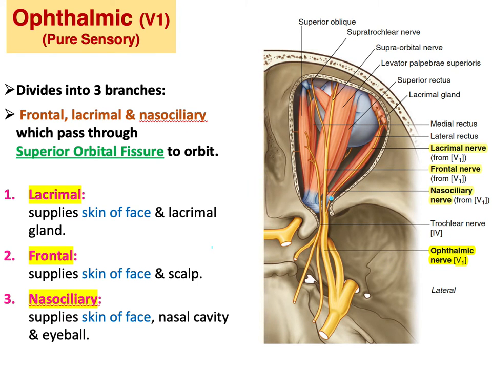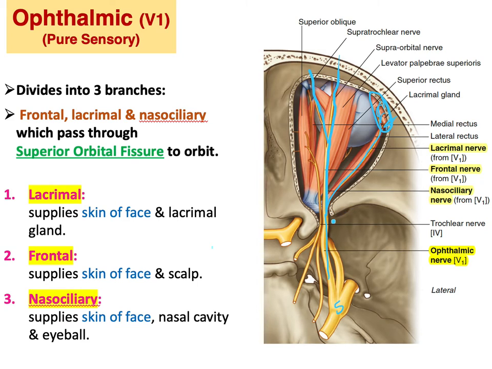Here is just to show you, this is the cranial nerve number 5, trigeminal nerve, and this is the ophthalmic division that gives lacrimal branch. This is the lacrimal gland, so it gives a nerve to the lacrimal gland. Frontal, this is the frontal nerve that divides at the end to give supraorbital and supratrochlear.